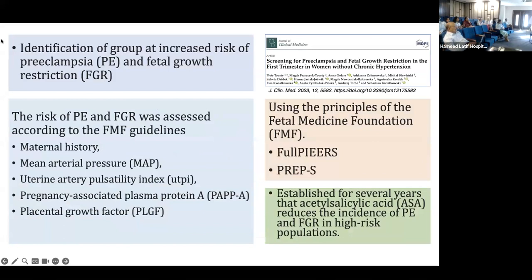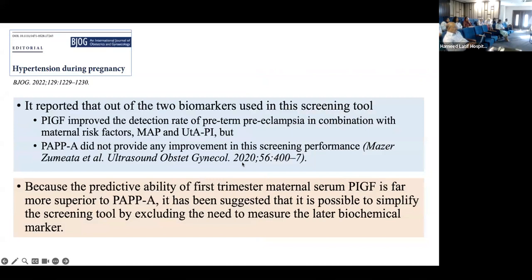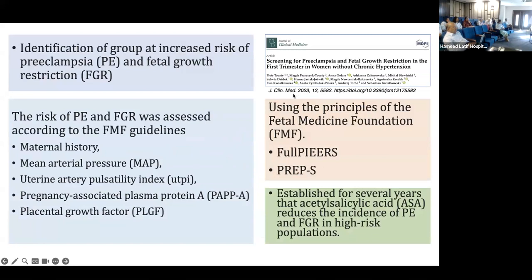Secondly, this is from another paper which came in Journal of Clinical Medicine, published in 2023. And it shows the identification of the group at increased risk of preeclampsia and fetal growth restriction. That is actually screening for preeclampsia in women without chronic hypertension, those who would develop preeclampsia. And the risk of preeclampsia and fetal growth restriction was assessed according to the Fetal Medicine Foundation guidelines, which include maternal history, mean arterial pressure, uterine artery pulsatility index. We talked about that only during the last slide.